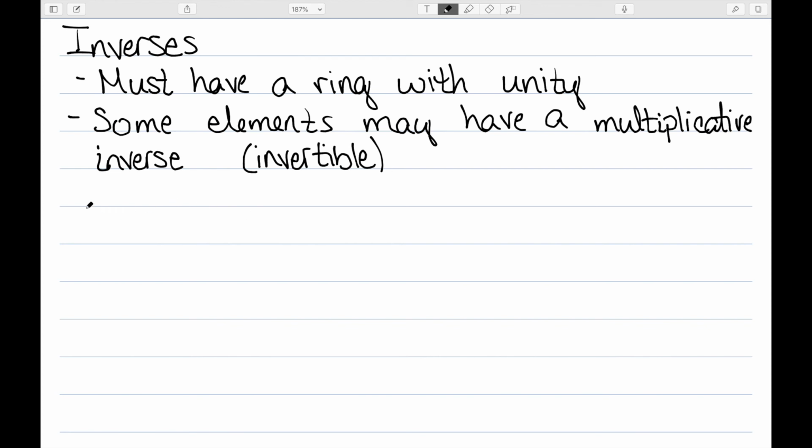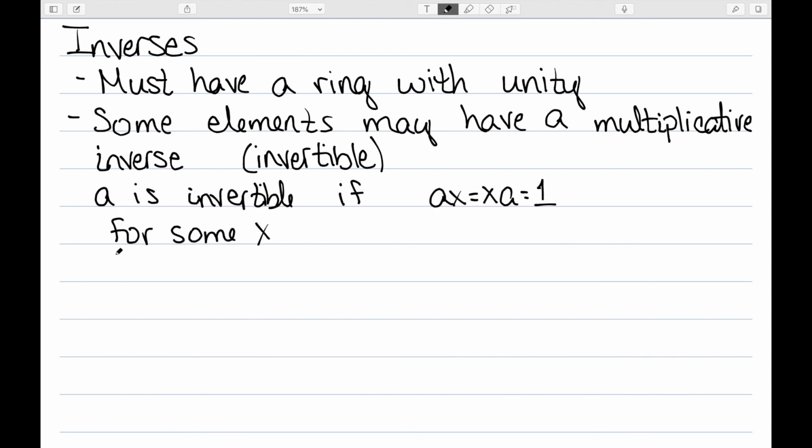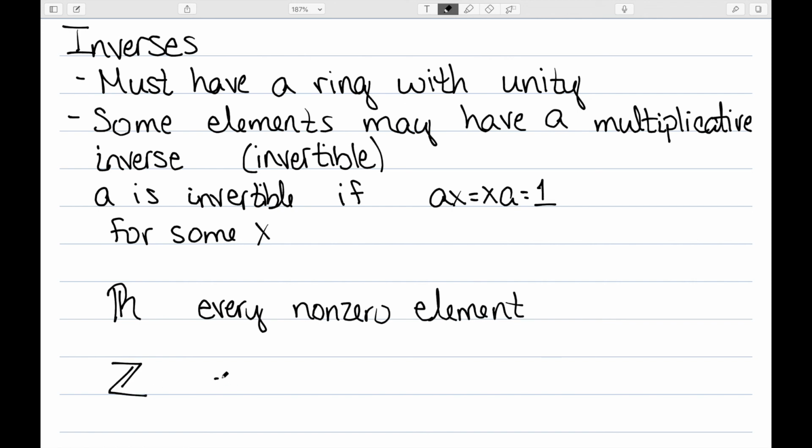So in other words, we say that a is invertible if ax equals xa equals 1 for some element x in my ring. As an example, if I consider my ring R of real numbers, then every non-zero element of this ring will have a multiplicative inverse, since it would just be the reciprocal. On the other hand, if I look at my integers, the only things with a multiplicative inverse would be 1 and -1, since reciprocals are no longer in the integers.